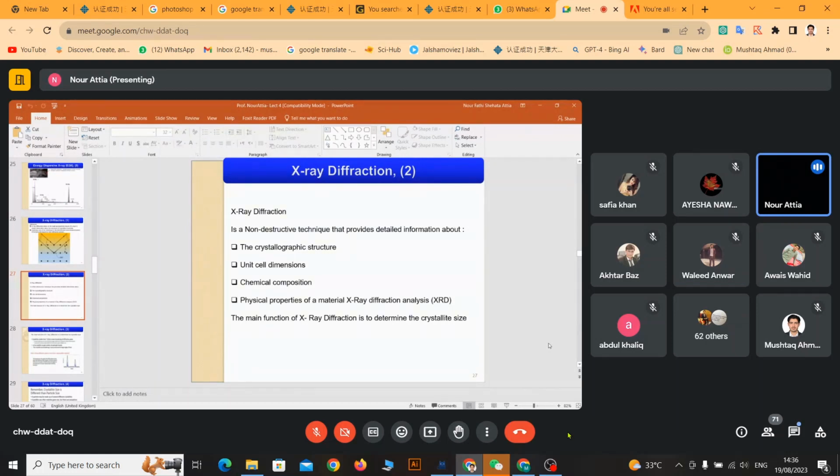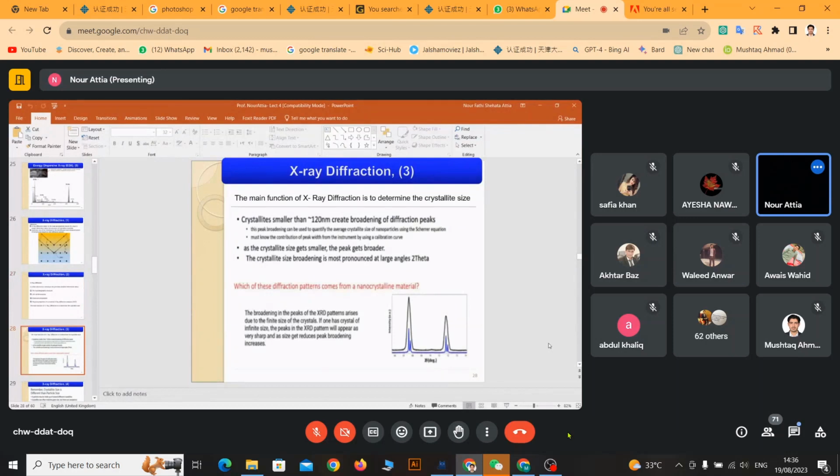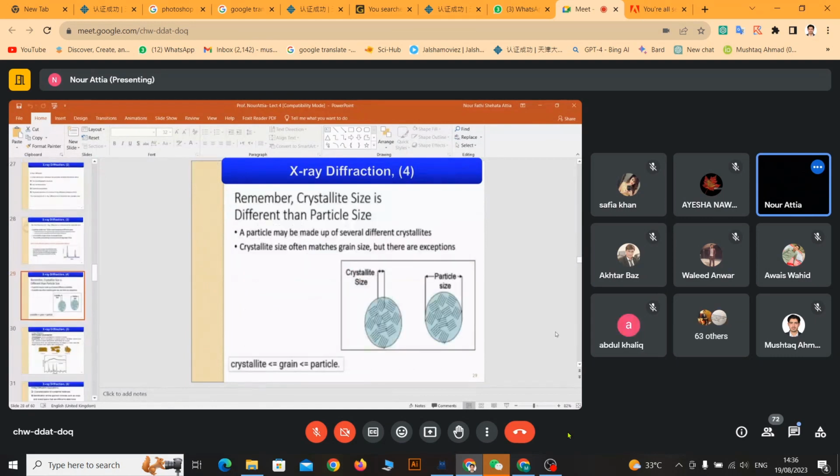It gives you the crystallographic structures, the unit cell, the chemical composition, also the physical properties of the samples. It gives you much more information actually. Yeah, here I want to show you this one. It's better.